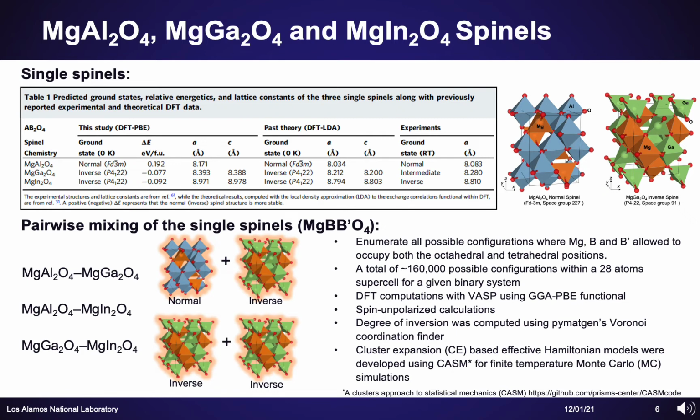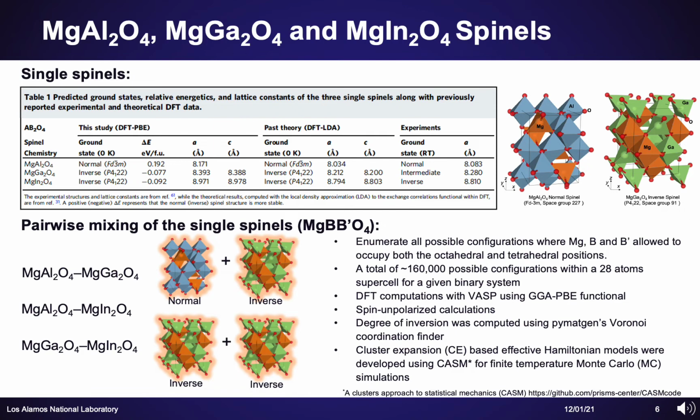For a given double spinel, there are more than 160,000 unique configurations that can be enumerated within a 28-atom supercell. Since calculating the relative energetics of all possible structures using DFT computations is clearly impractical, in this case we resort to a cluster expansion based effective Hamiltonian approach. We use the cluster expansion approach implemented within the CASM code.